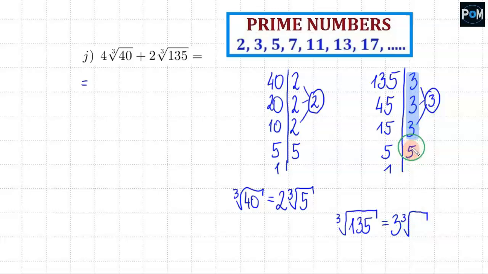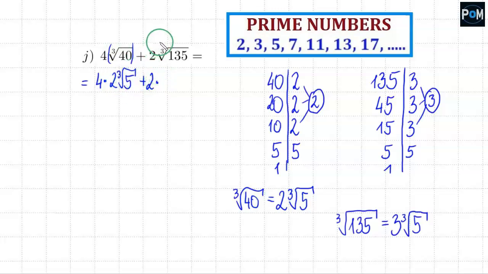If there was anything more left here than just this 5, you would have to multiply them together. Here's only a 5 left, so I write it here and go back to the example. 4 at the beginning. Invisible multiplication becomes visible. Instead of the cube root of 40, I write 2 cube roots of 5.